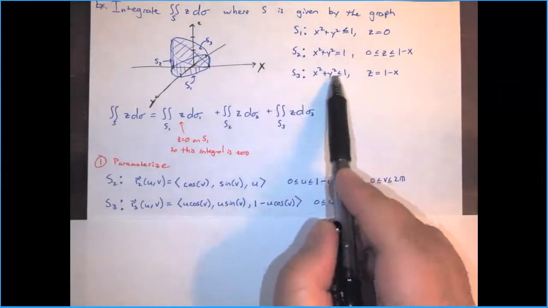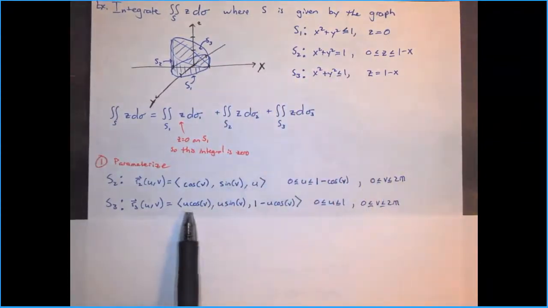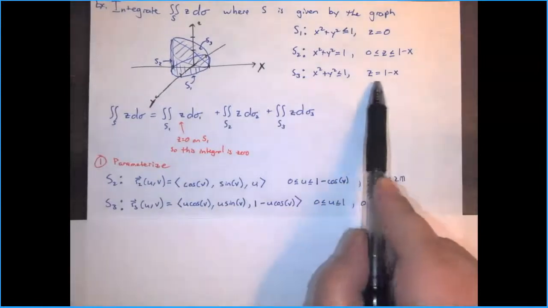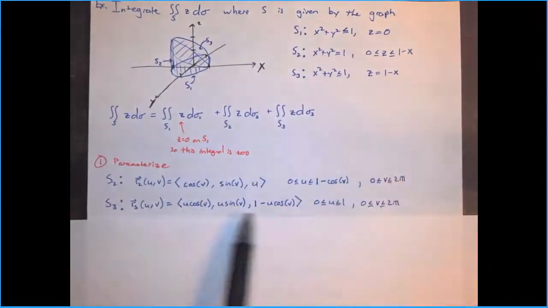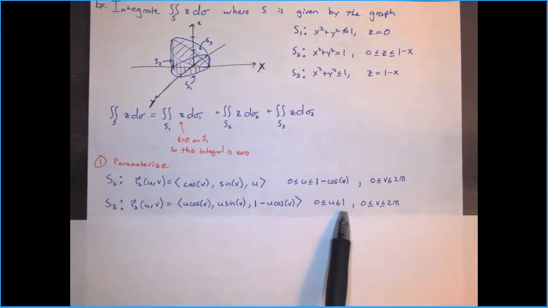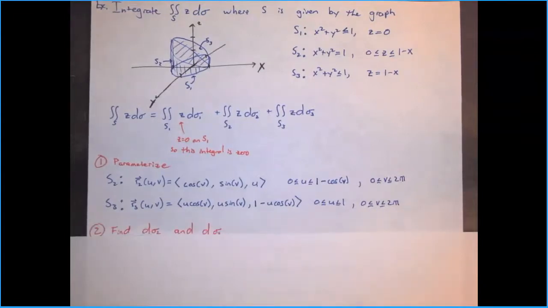Now I need my radius to be variable since I'm filling in the disk. So the first and second components are u cosine v, u sine v, and I replace z with 1 minus x, which is 1 minus u cosine v. u goes from 0 to 1 because it's the unit disk, and it's the entire unit disk, so v goes from 0 to 2 pi. So those are my parameterizations.